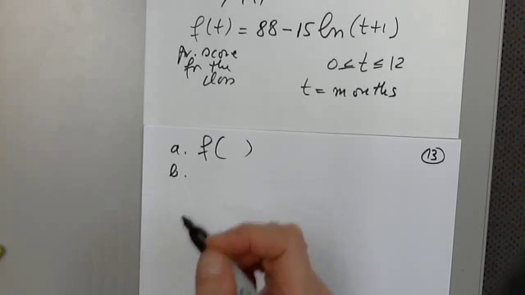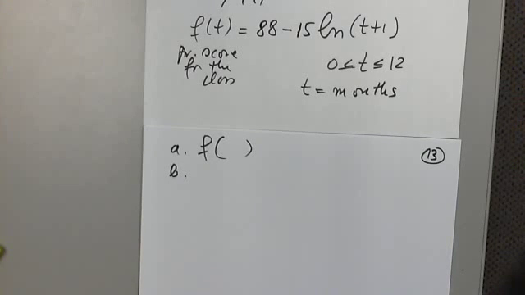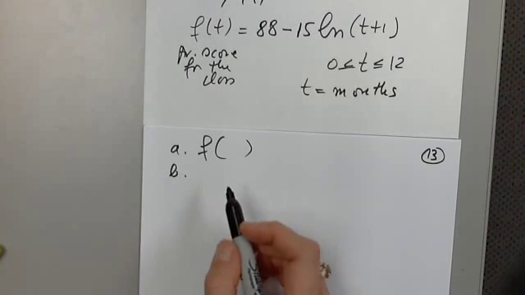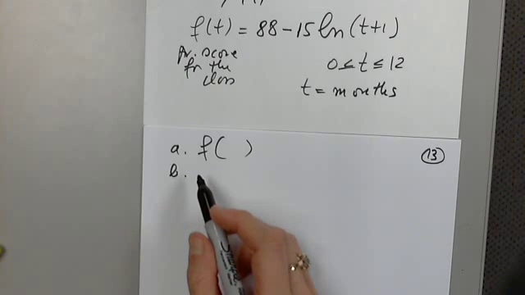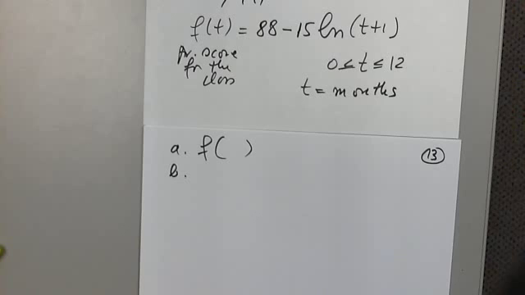Part B, what was the average score after 2 months, 4 months, 6 months, 8 months, 10 months, and 1 year, and then sketch the graph with a graphing calculator. So in part A, we want to determine what was the original score. Not after 1 month, or 5, or 6, or 12, but the original. What does that mean?